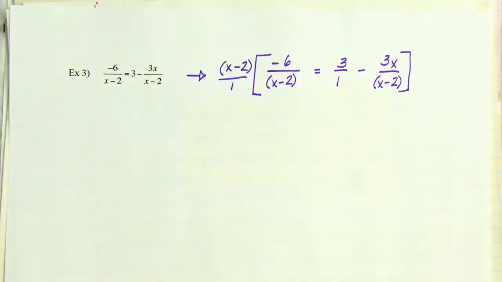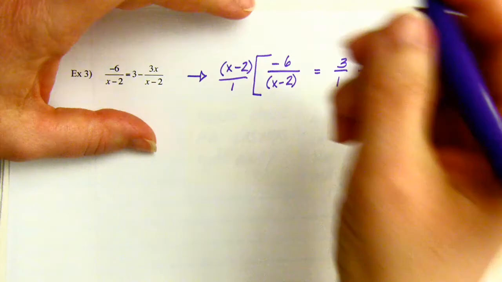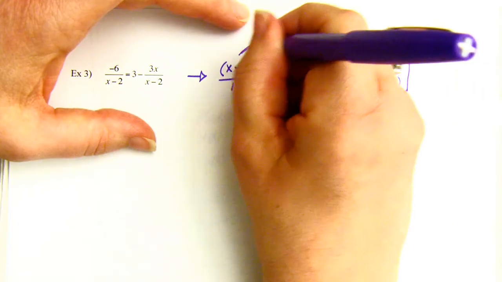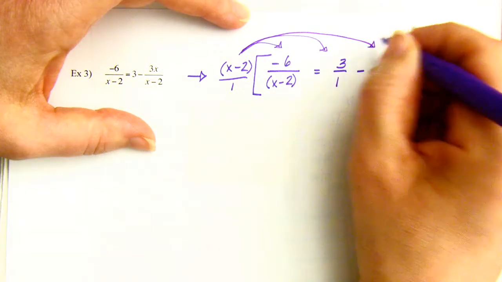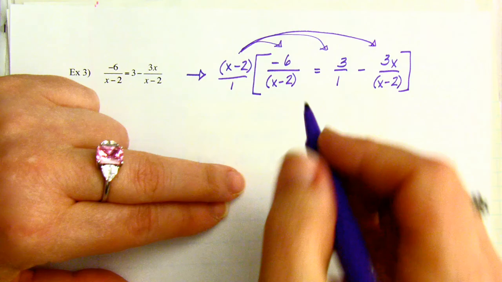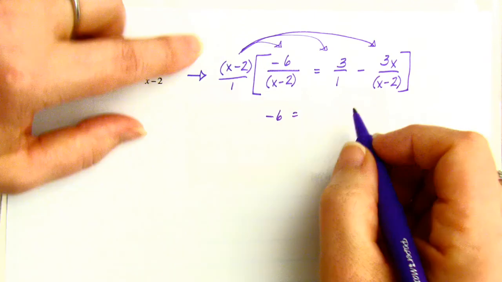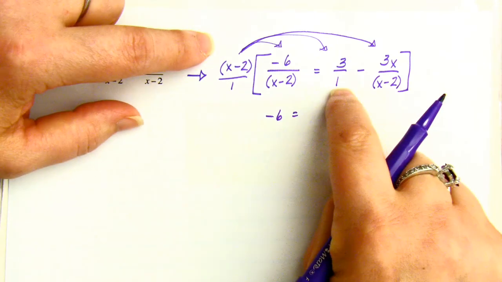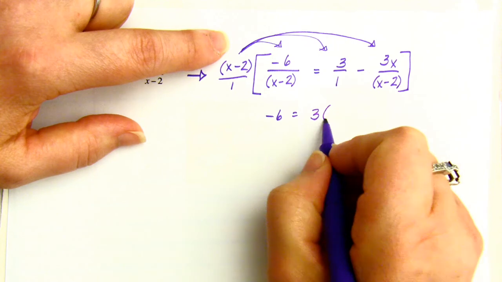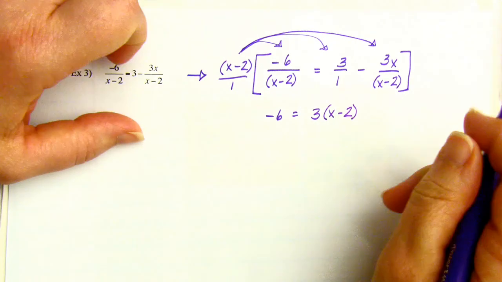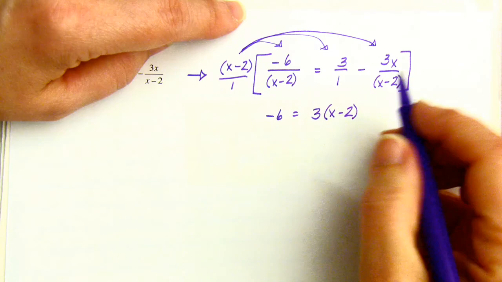Okay, so set up the visual. X minus 2s will divide out, right? I have to distribute this. All right, so what remains on the left side? Negative 6 equals, this 1 is not going to divide that out, so that's 3 times quantity x minus 2. These x minus 2s will divide out when I multiply this with that, leaving me with 3x.